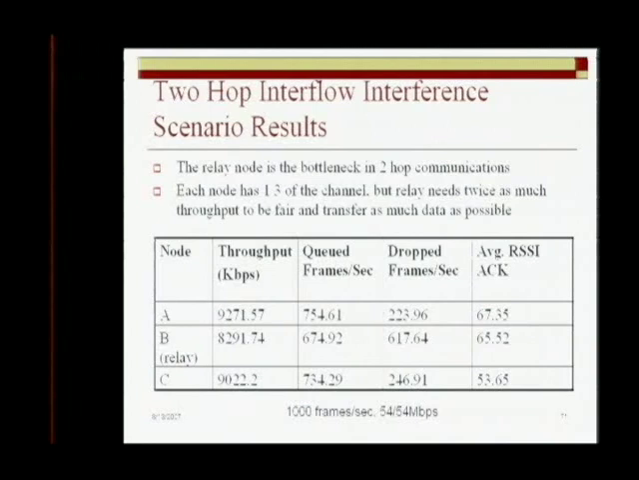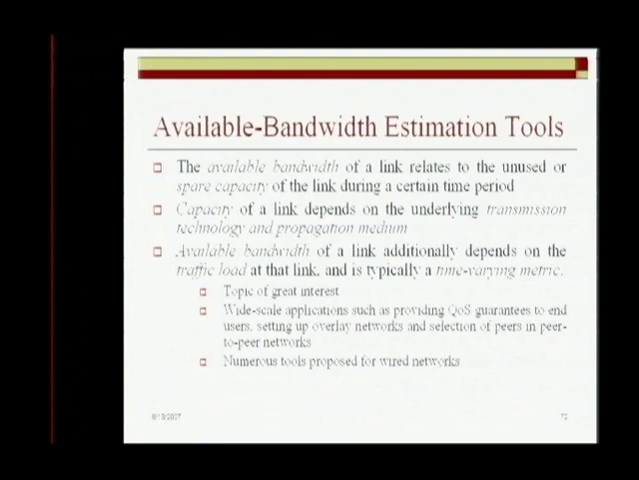One thing I want to point out is that, because of the fairness in dot 11, each node has 1/3 of the channel, which is actually a drawback of dot 11 for multi-hop communication. If you look at this, the throughput is getting balanced out, and the queued frames are getting balanced out. But the dropped frames per second is way higher at the B node, which is the middle node. Part of the reason is that it is relaying packets from both sides and should have more channel access time, but that is not allowed in .11. That's why it's dropping more frames compared to the other nodes.